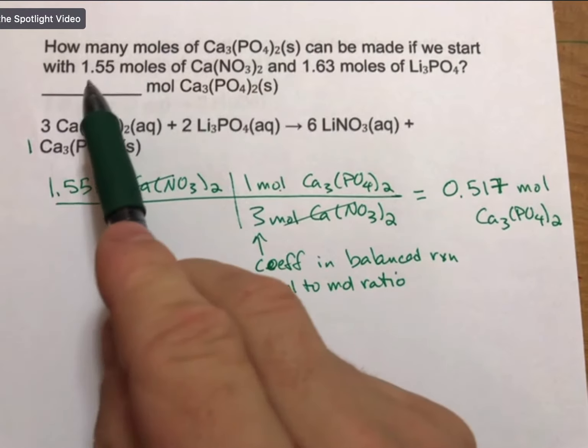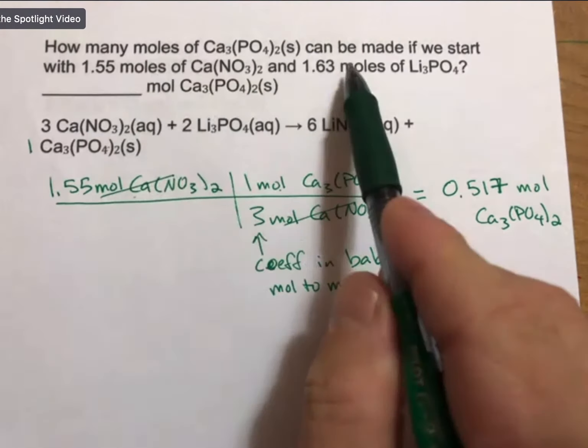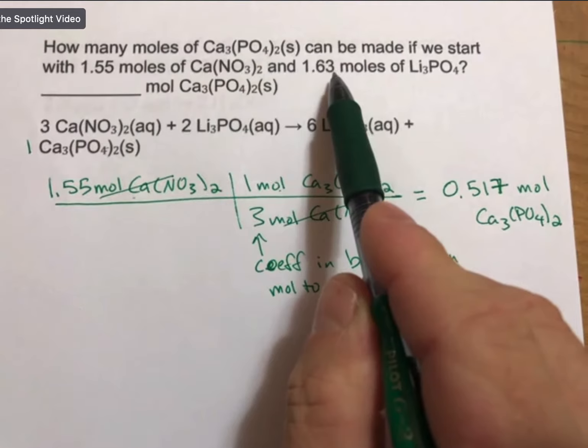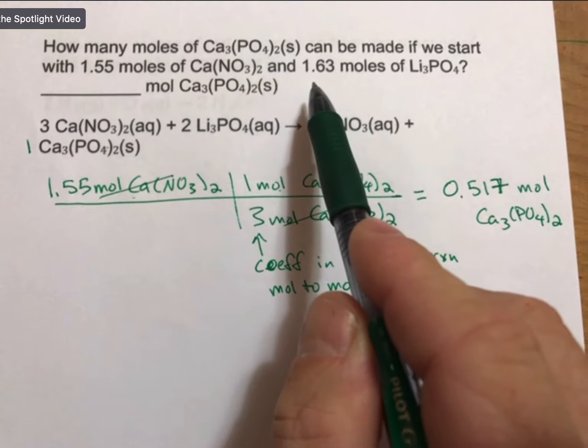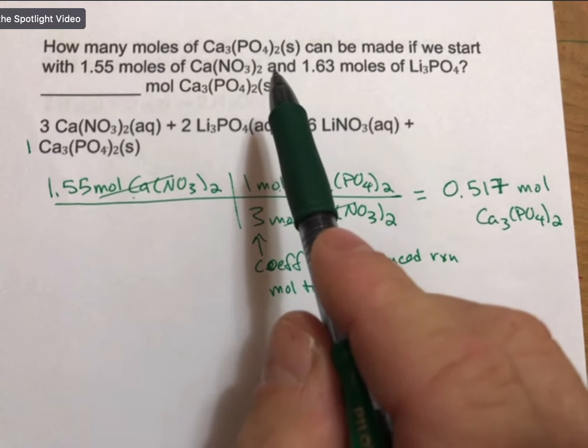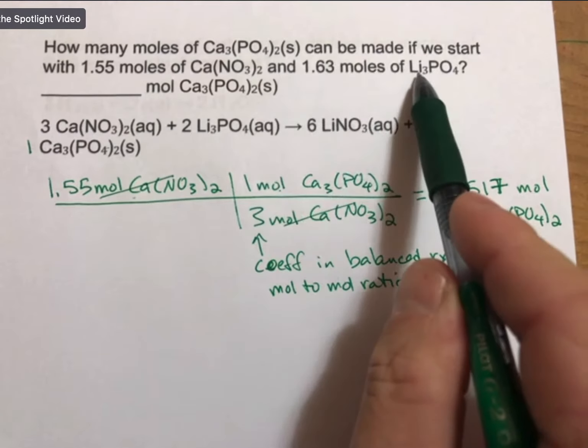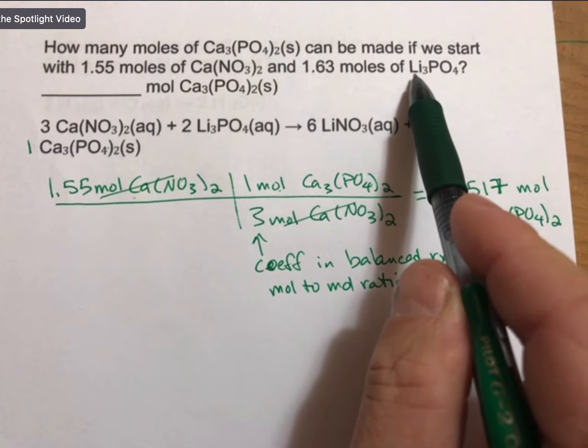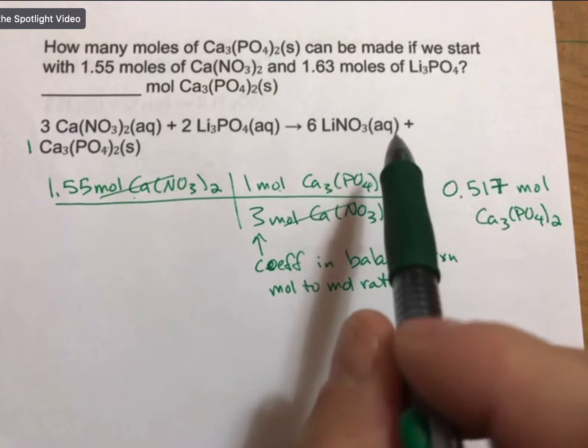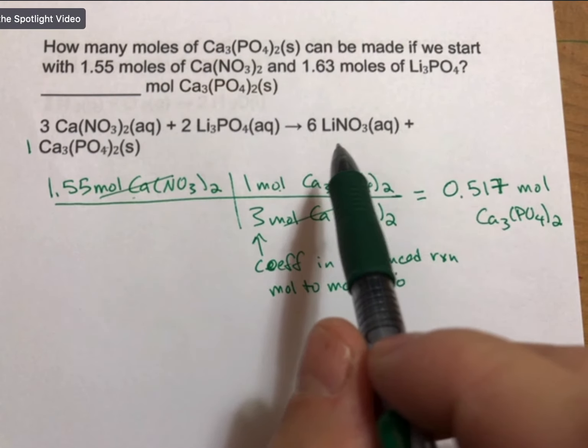One of them. So when you have moles of both reactants, this is a limiting reactant problem. So I have to do the work for the moles of lithium phosphate as well, and then choose the smaller number. So Mike, thanks for calling that to my attention.